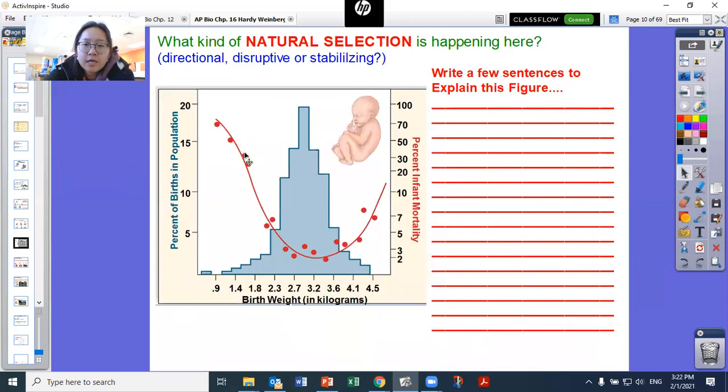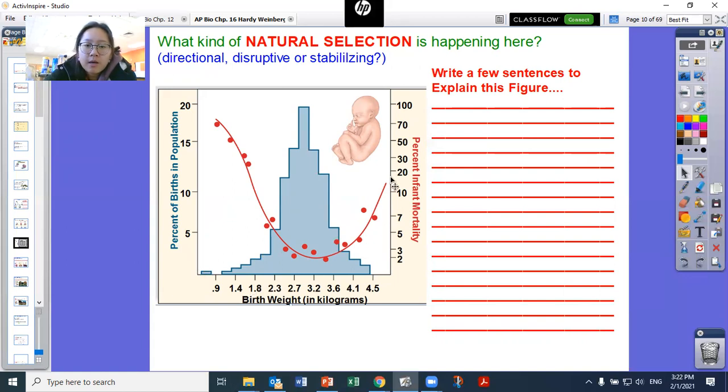So I want you to take a look at this picture right here. We're talking birth weight in relation to percentages of births in a population, and also in comparison to percent of infant mortality. So infant mortality is in red, right? As you can see, it's a dip like this. And for percent births in a population, you can see a jump like this. So what kind of natural selection is happening here? Is it going to be directional, disruptive, or stabilizing? Explain to me your thoughts.